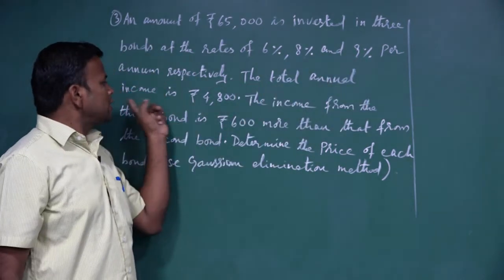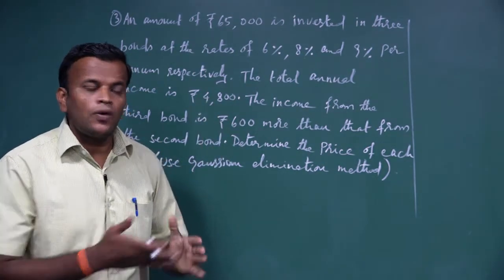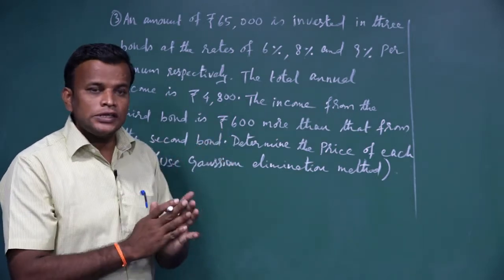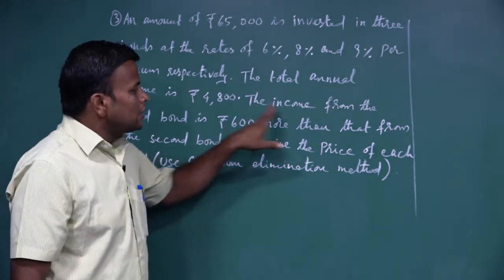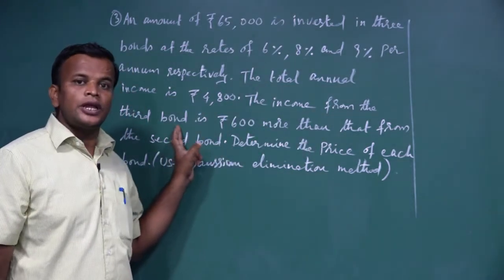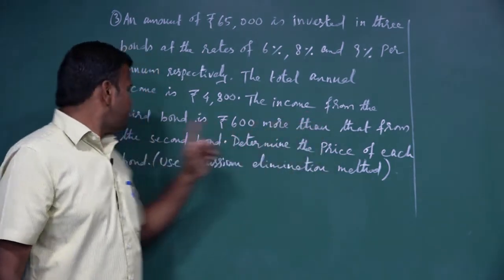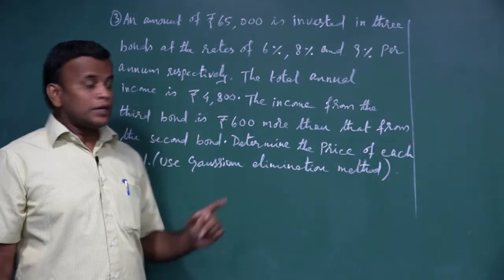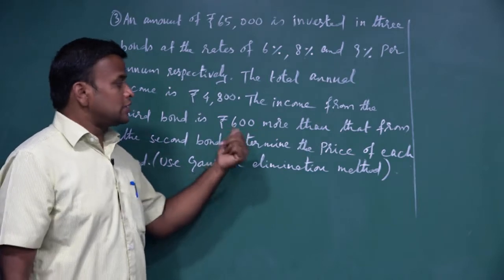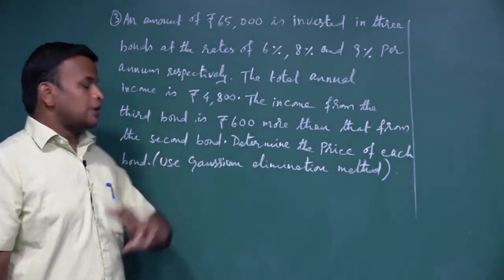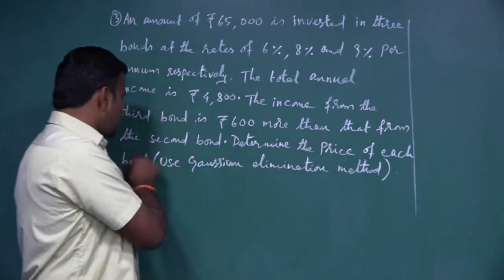The total annual income is rupees 4,800. That is, the interest amount of all 3 bonds in one year is 4,800. And one more data is given: the income from the third bond is rupees 600 more than that from the second bond. That is our given data. Then our question is, determine the price of each bond.